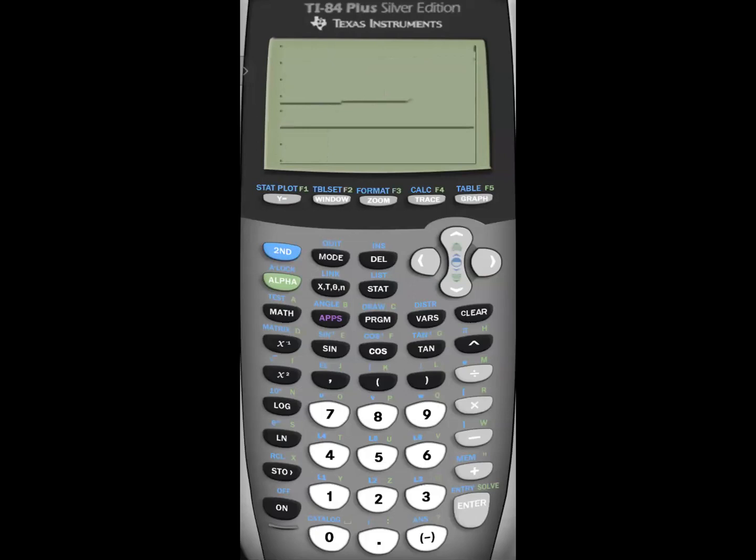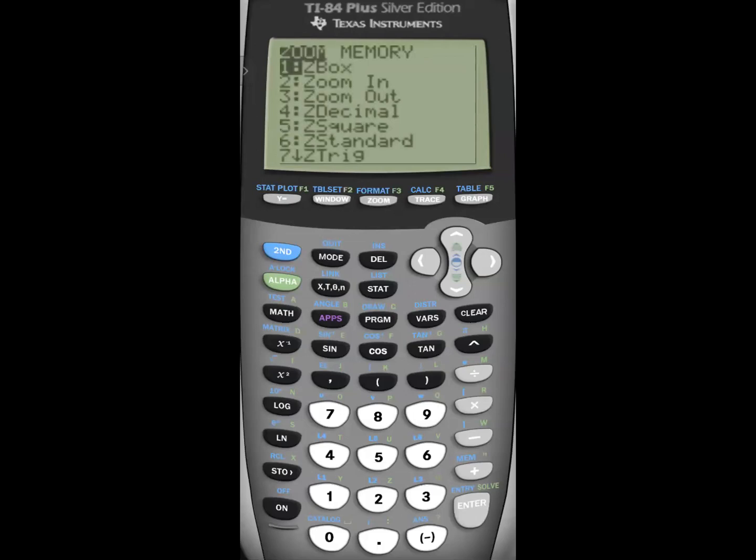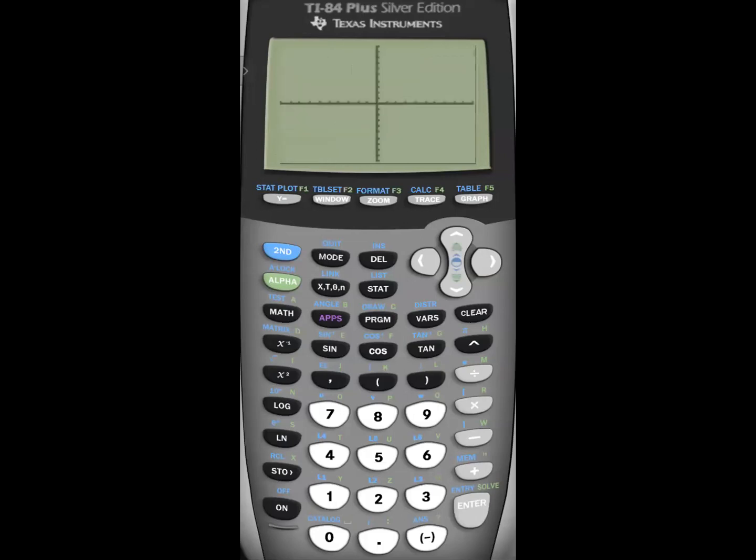As you can tell, my graph doesn't make any sense because my frame, I guess, is wrong, right? So I'm going to change my zoom. I'm going to zoom, and I see ZStandard number 6 to fix it really quick. Z6 allows you to reset your zoom.